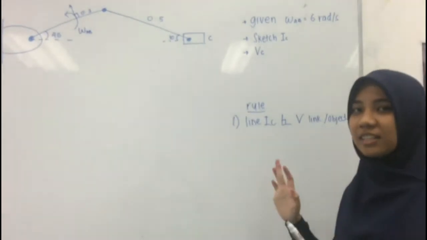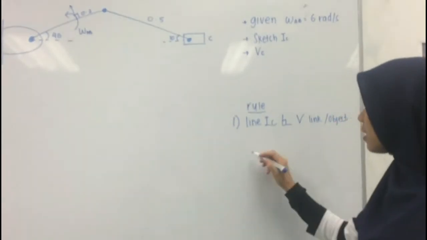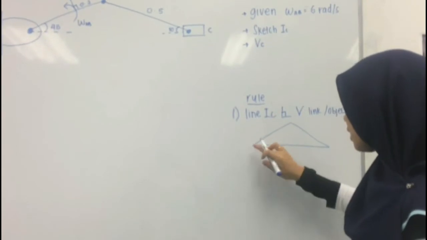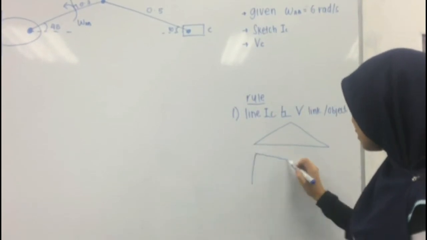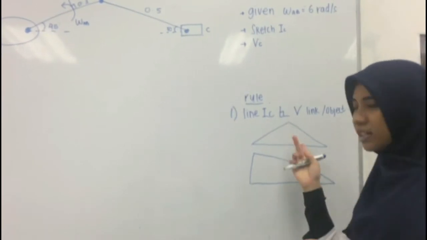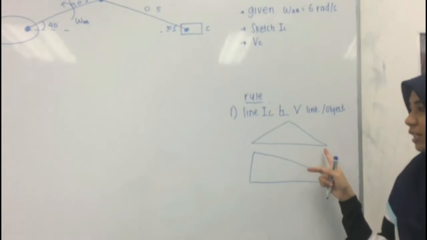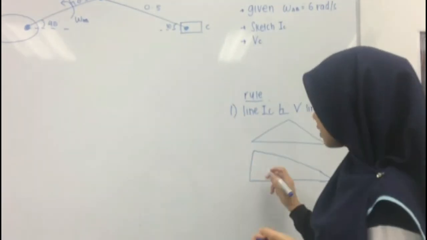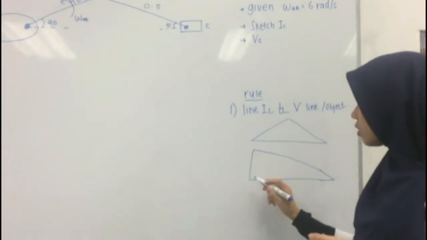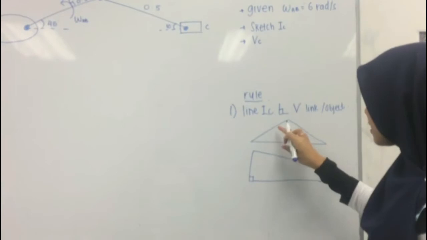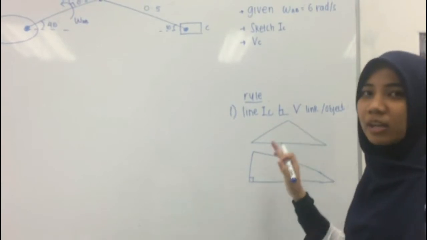So bila kita dah ada IC, biasanya kita akan form bentuk triangle, sama ada macam ni ataupun right angle triangle macam ni. So bila ada dua bentuk macam ni, kita akan gunakan sama ada trigonometric function ataupun cosine law. Trigonometric function biasanya kita guna kalau kita ada 90 degree, dan biasanya kalau tak ada 90 degree kita akan pakai cosine law.